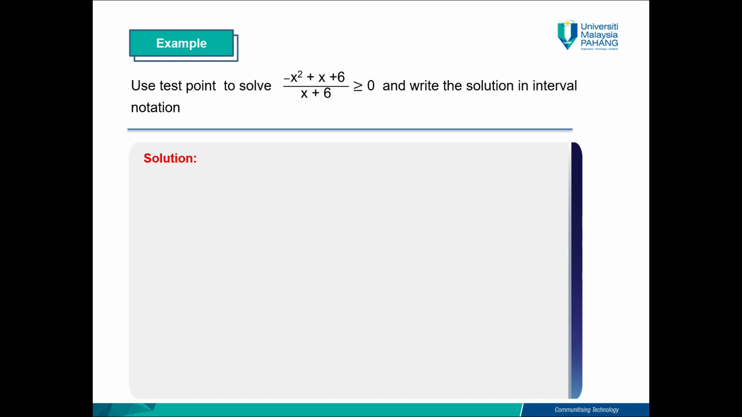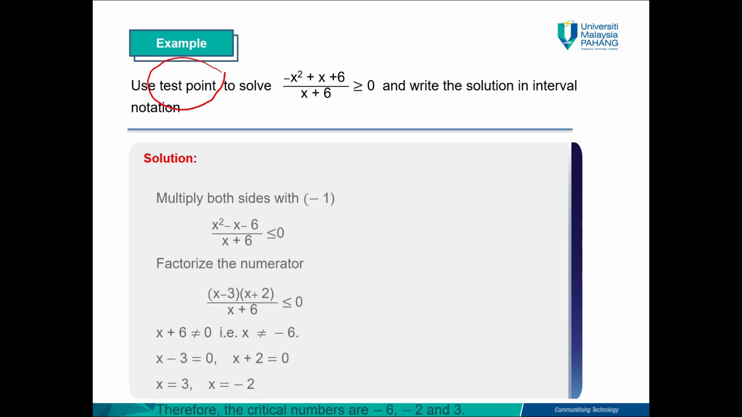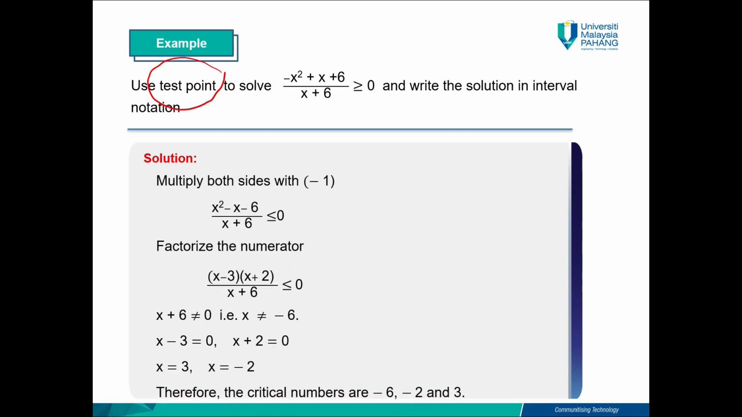Alright, the last example. So we have negative x squared plus x plus 6 divided by x plus 6, more than or equal to 0. So now we would like to use the table, test point method, which is constructing a table. So first of all, we need to have the x squared function in terms of a positive value. So how to do it? So we multiply with -1.